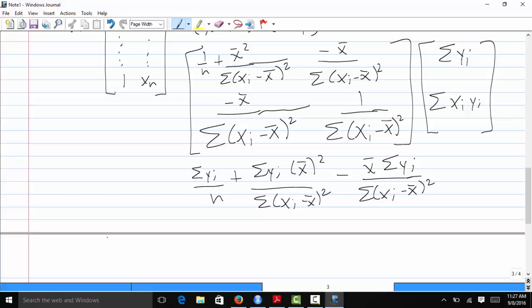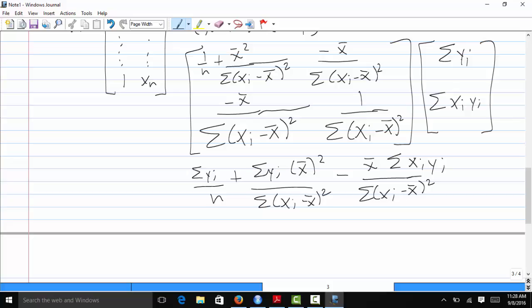Oops, I guess I really just made a mistake, didn't I? Sorry about that. So the first part is right, so minus x bar, but I'm going to be multiplying that by the sum of the x's times the sum of the y's. Okay, so that's the first part there.